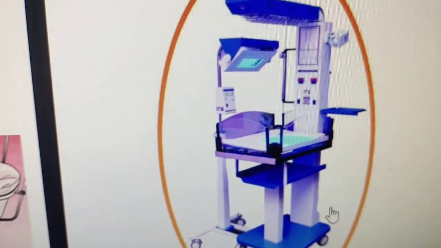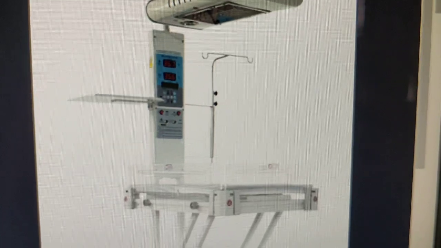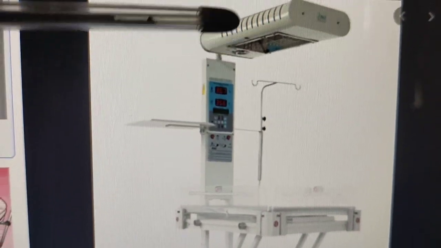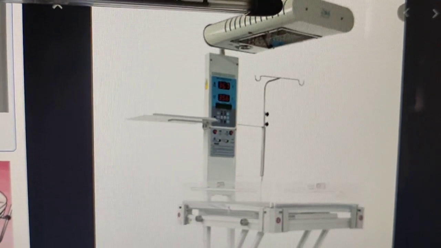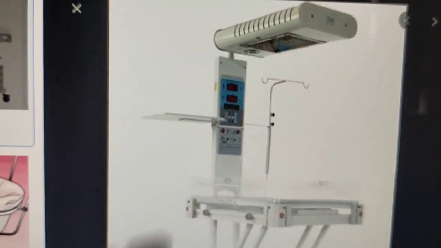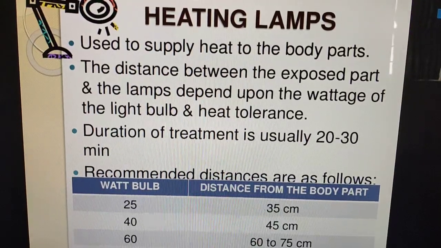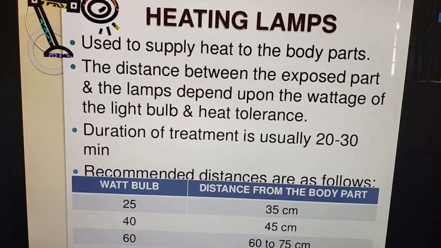And one more image I will show you. See, here we can arrange and adjust the temperature through the light. Through the radiations we are giving this dry heat application. Clear? Now we'll see heating lamps.